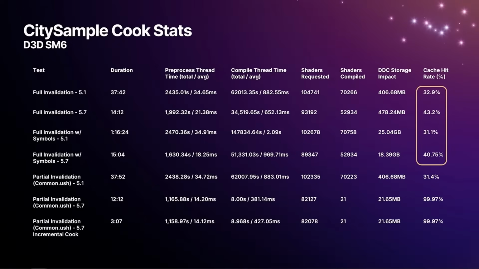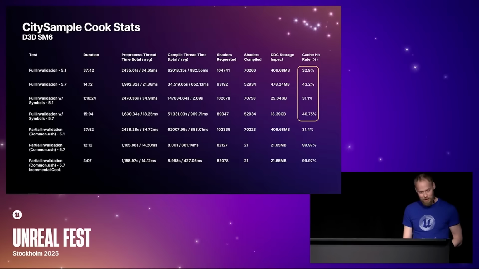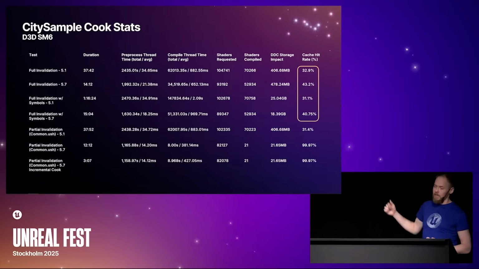We see a bit of an increase on cache hit rate. I do want to say with City Sample, this is kind of an outlier. City Sample having a 32% cache hit rate on 5.1 was very unusual. We saw on most projects this was way lower. It's just City Sample was a good test case because they had a lot of shaders to compile. So that's the one I used. In practice, we find the improvement in cache hit rate much bigger on other real game projects.